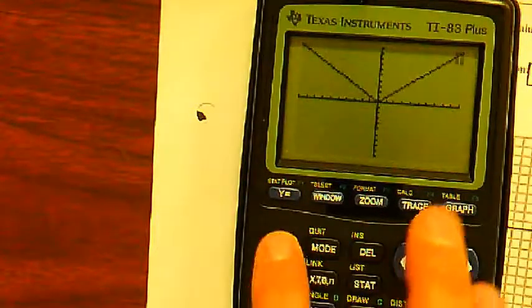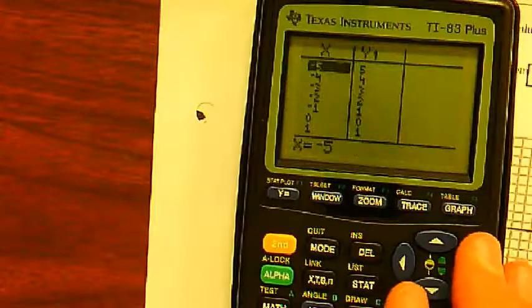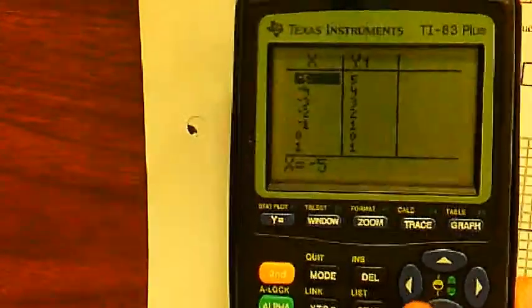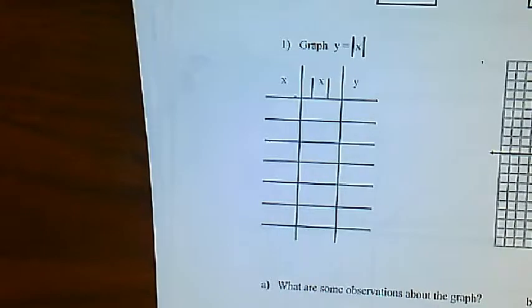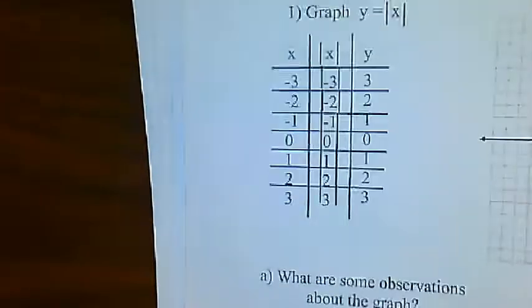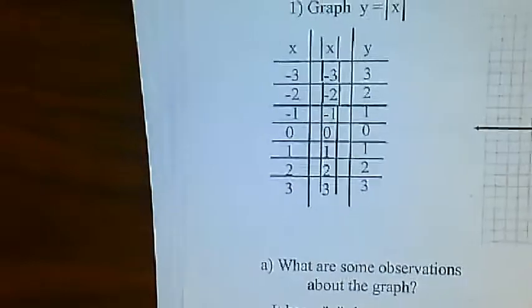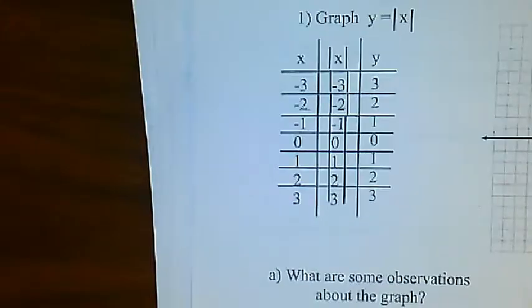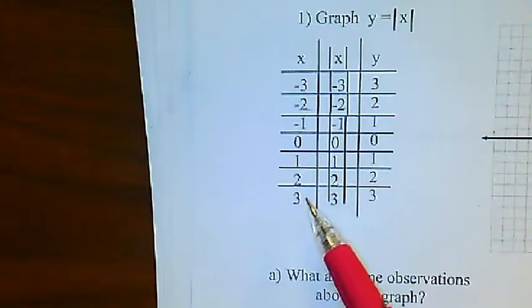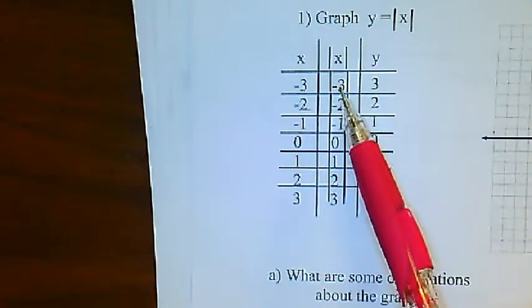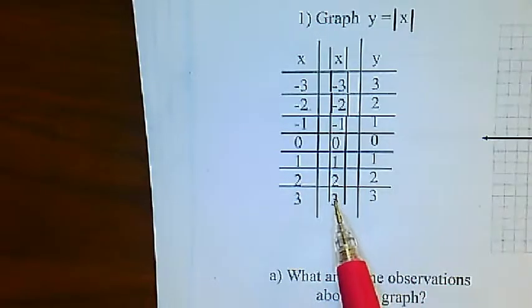You see the shape. You go to your table, and here's our table. Okay? So what I want to do is show you why that is what it is. You should be able to fill out your table without graphing it. So I have my table right here. I want to have a good amount of data points, so I started at -3, then I ended at +3. Now what you notice, the absolute value of -3 and the absolute value of 3 is the same.